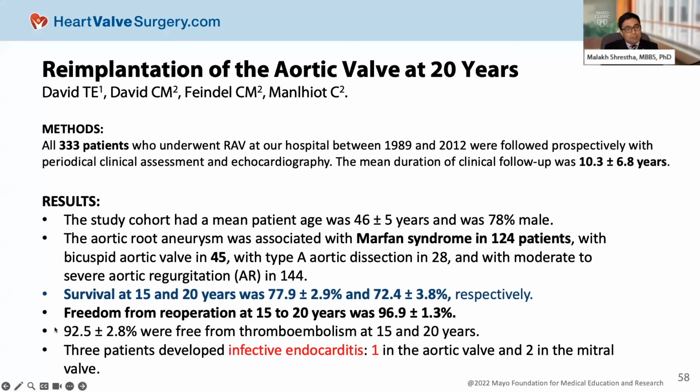The other thing was because the patients had their own valve, which is a living tissue, the infective endocarditis was very low. There was only one patient with infective endocarditis in 333 patients after 20 years.